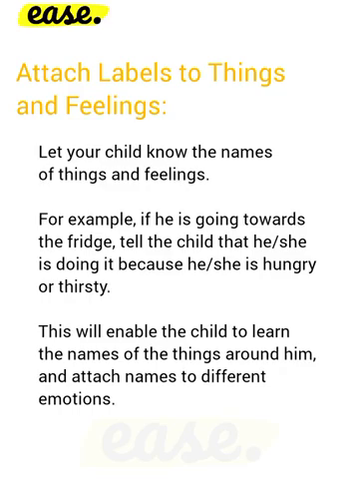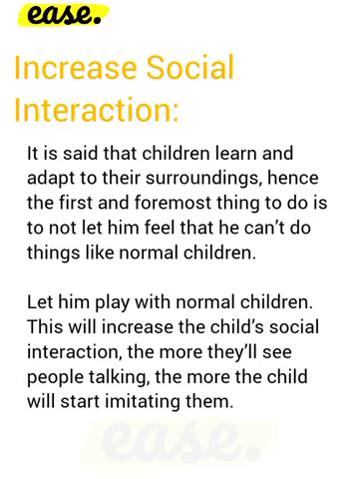The fifth strategy is increase social interaction. It is said that children learn and adapt to their surroundings. Hence, the first and foremost thing to do is not to let them feel they can't do things like other children. It is important to let your child interact with other children. This will increase your child's social interaction. The more they see people talking, the more the child will start imitating them. As parents, we should know that children imitate from their friends. So it is very important not to segregate your child from other kids.